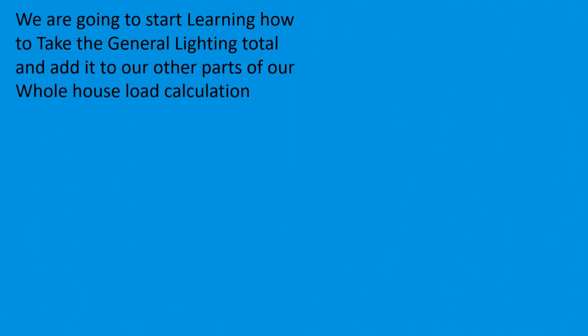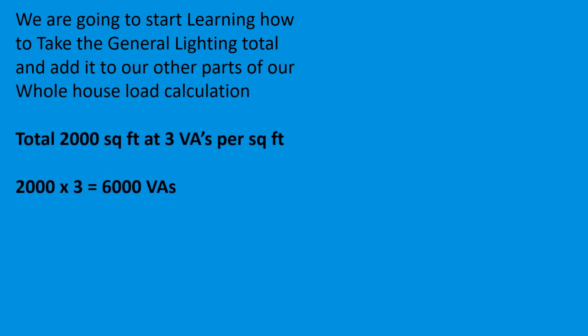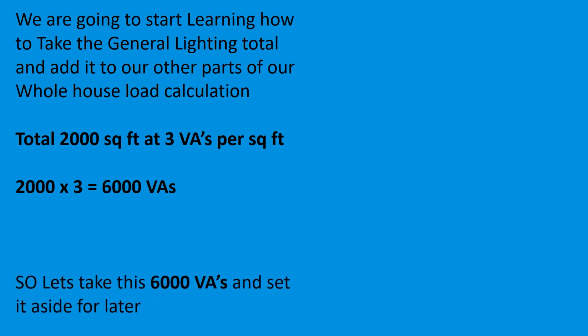All right, now we're going to start learning how to take our general lighting total and add it to other parts of our whole house load calculation. So in this scenario, we had 2,000 square foot multiplied by 3 VAs. That's going to give us 6,000 VAs. Now we take this 6,000 and we set it aside for later. So when I'm building a whole house load calculation, I put my general VAs there at the top, and then we're going to start adding to it, and we're building a larger math calculation.